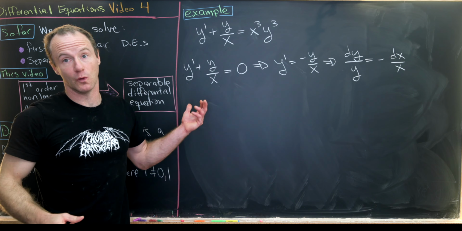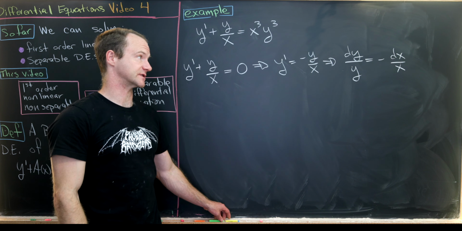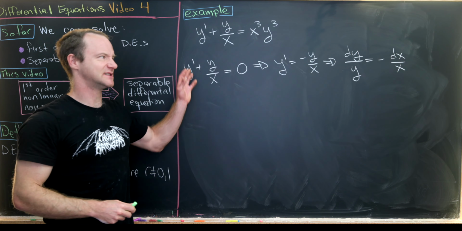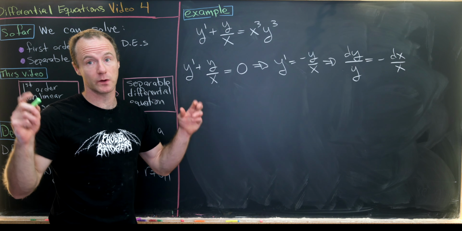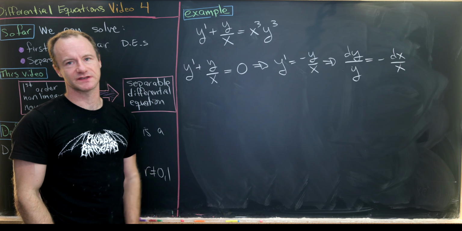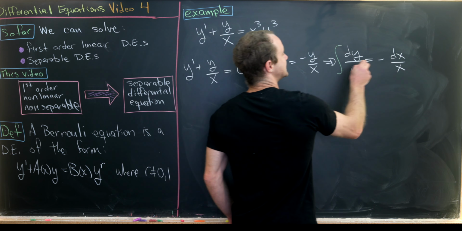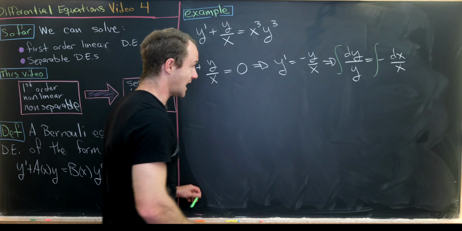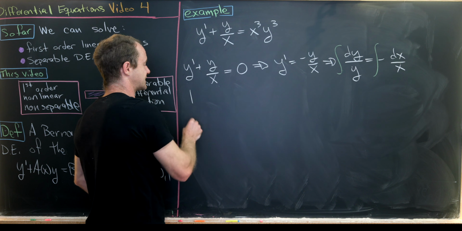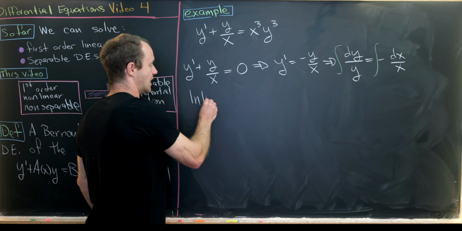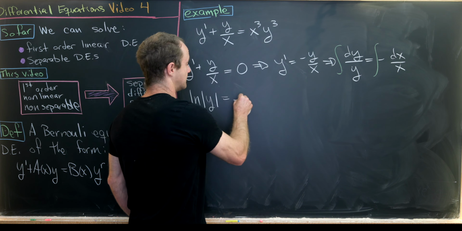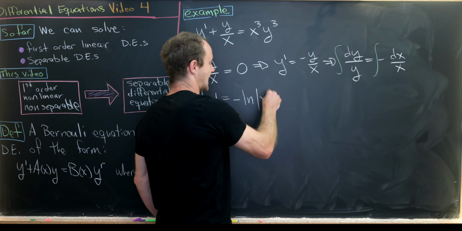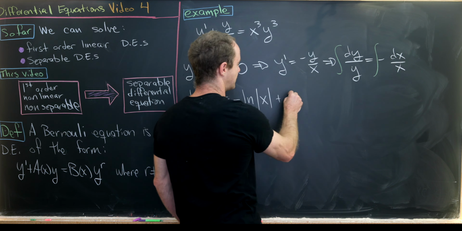Again, splitting up the y prime as dy over dx. And like I said, this is most definitely sketchy notation, but it works out, so it's kind of okay. And we discussed why it works out in the previous video. Now we take the antiderivative of both sides, and that's going to leave us with something like the natural log of the absolute value of y equals minus the natural log of the absolute value of x, and then plus some constant.